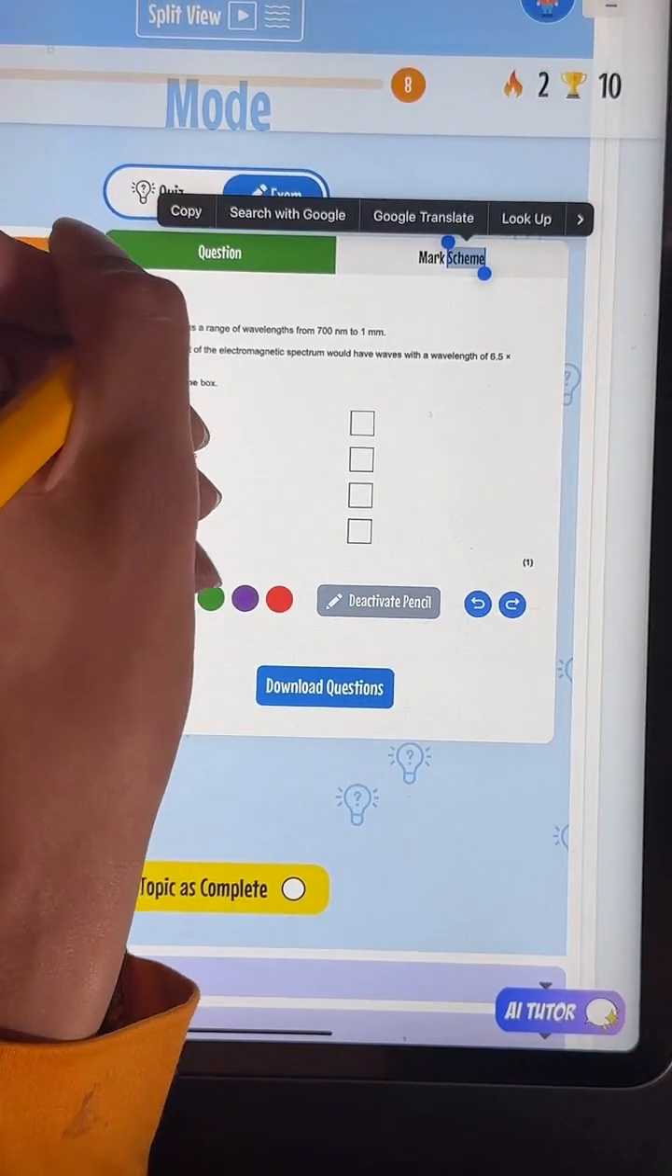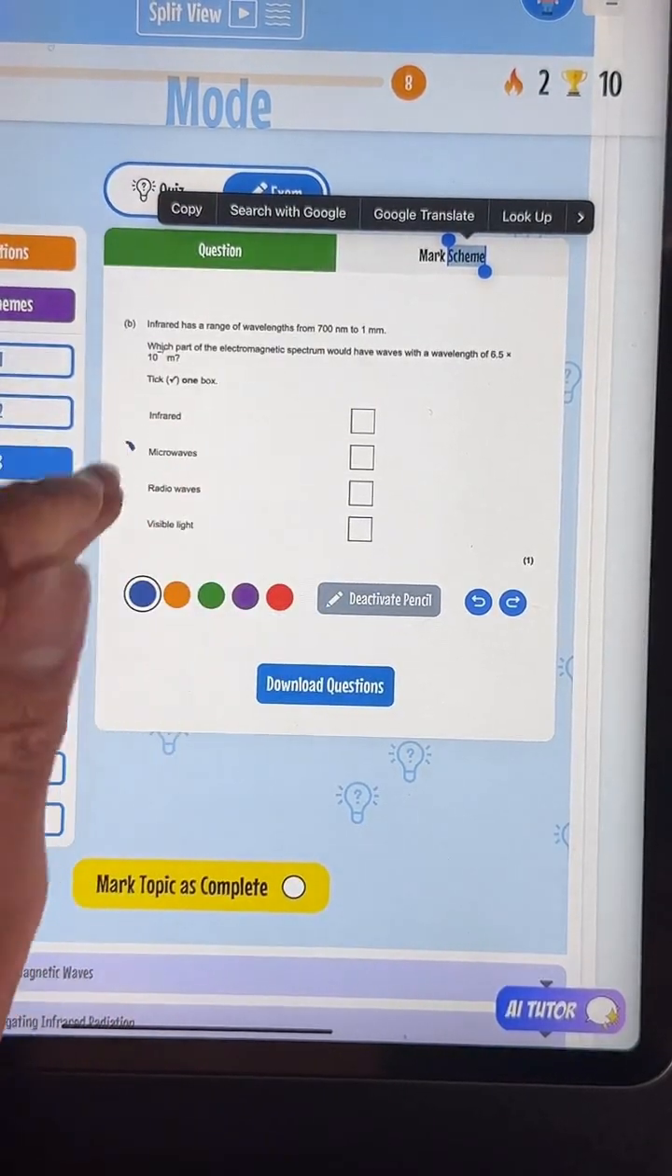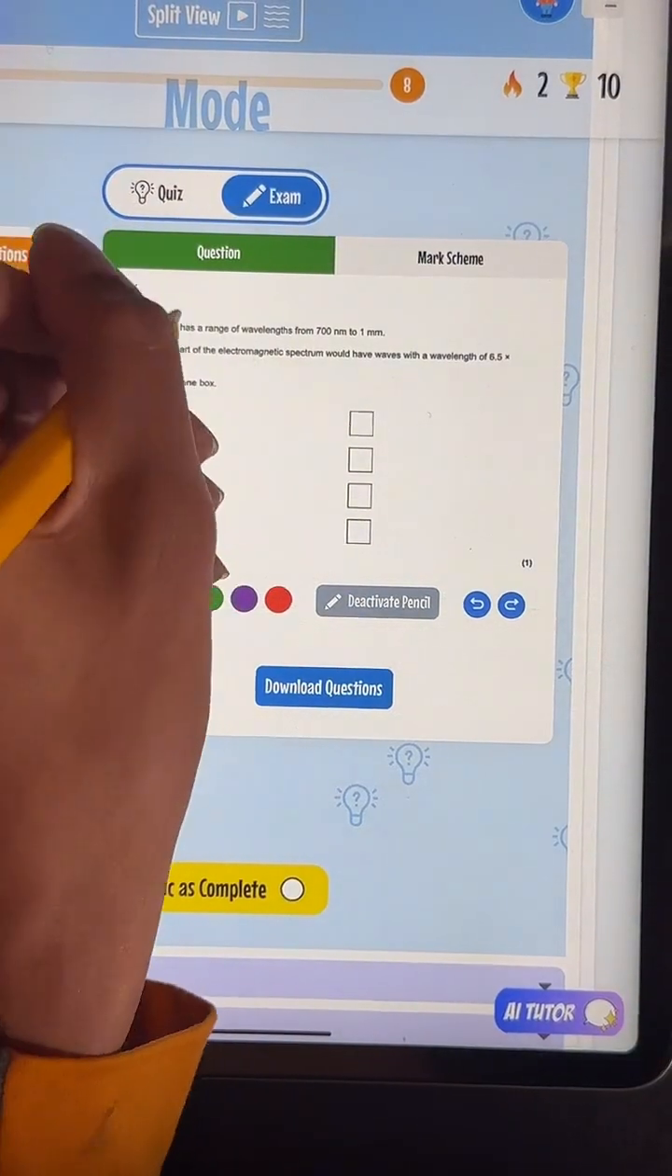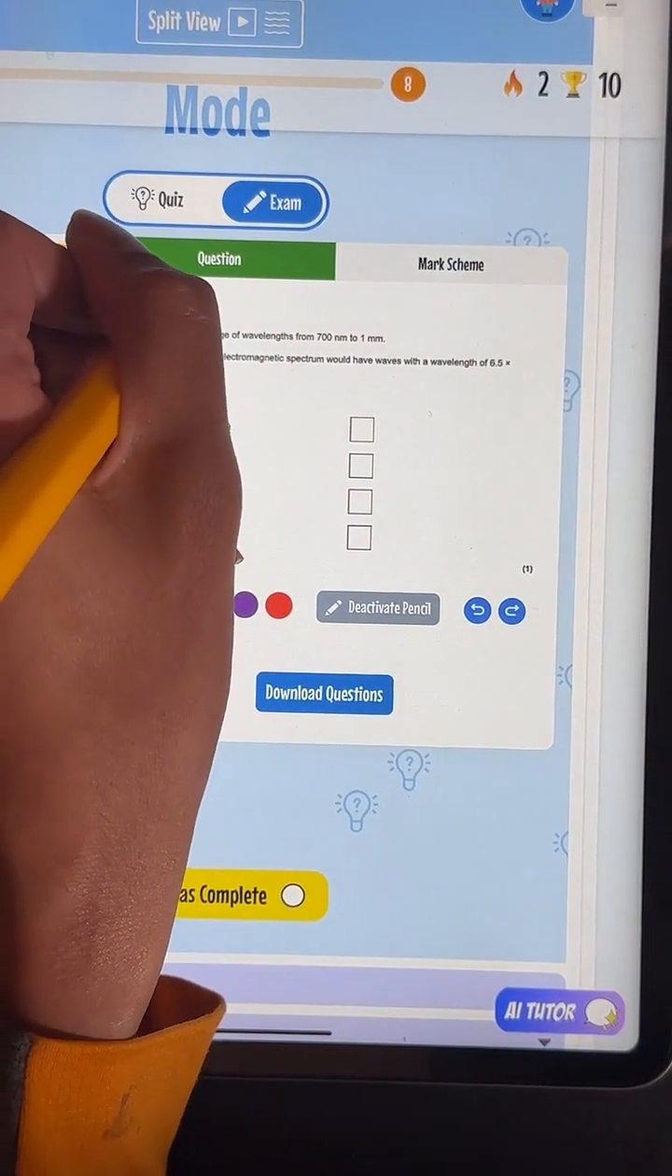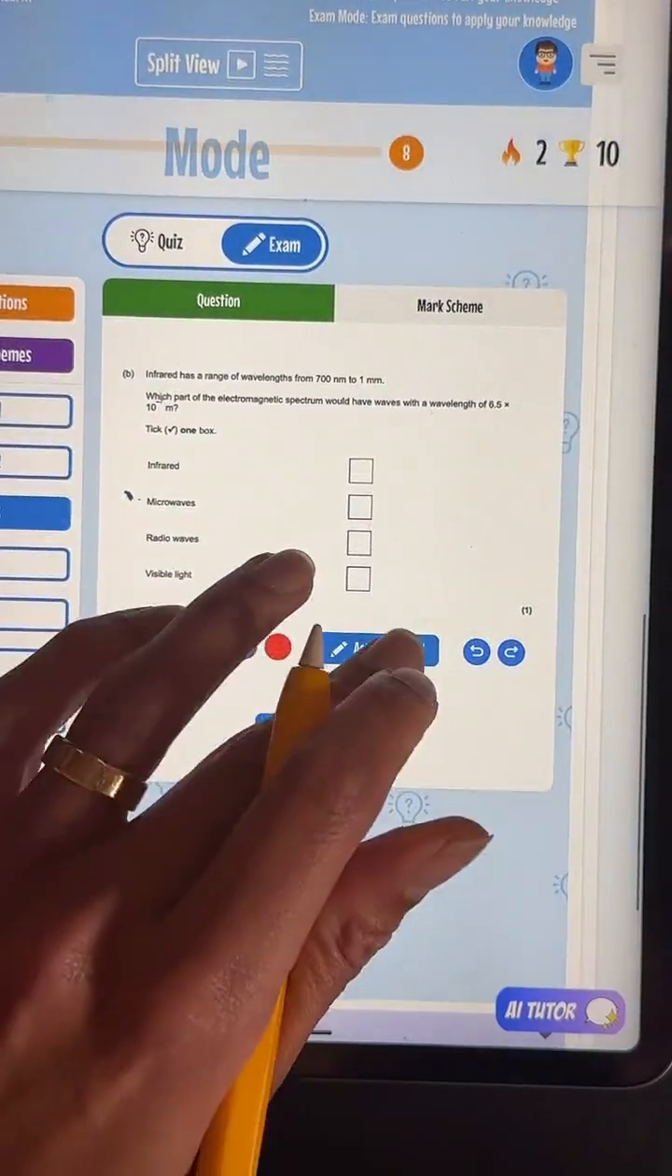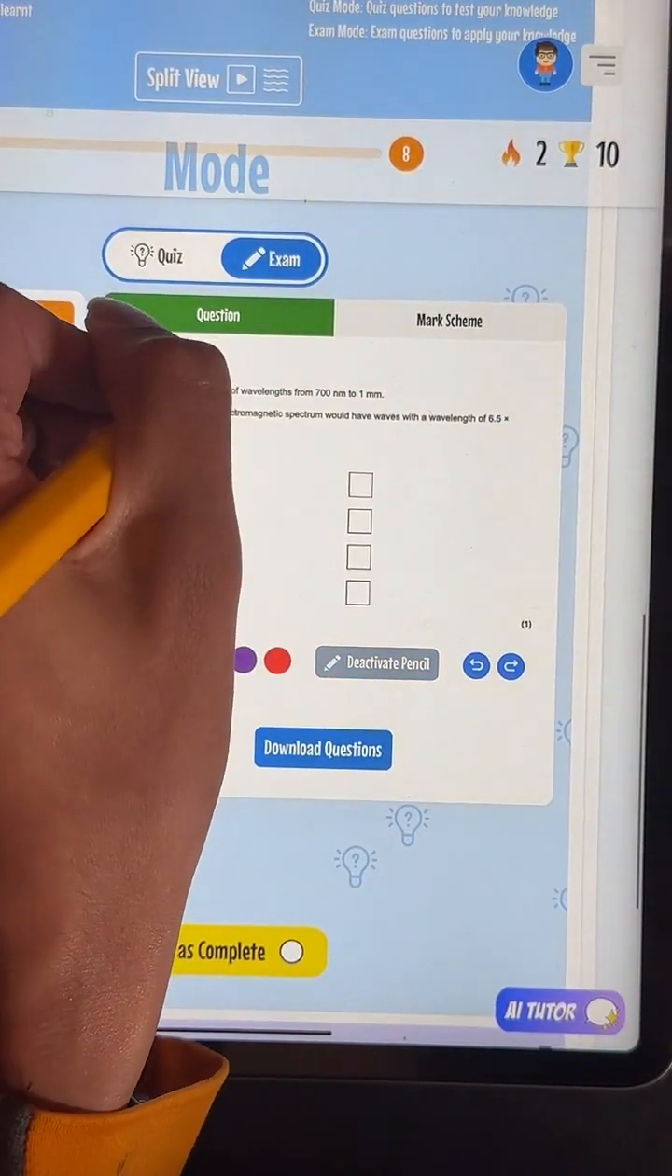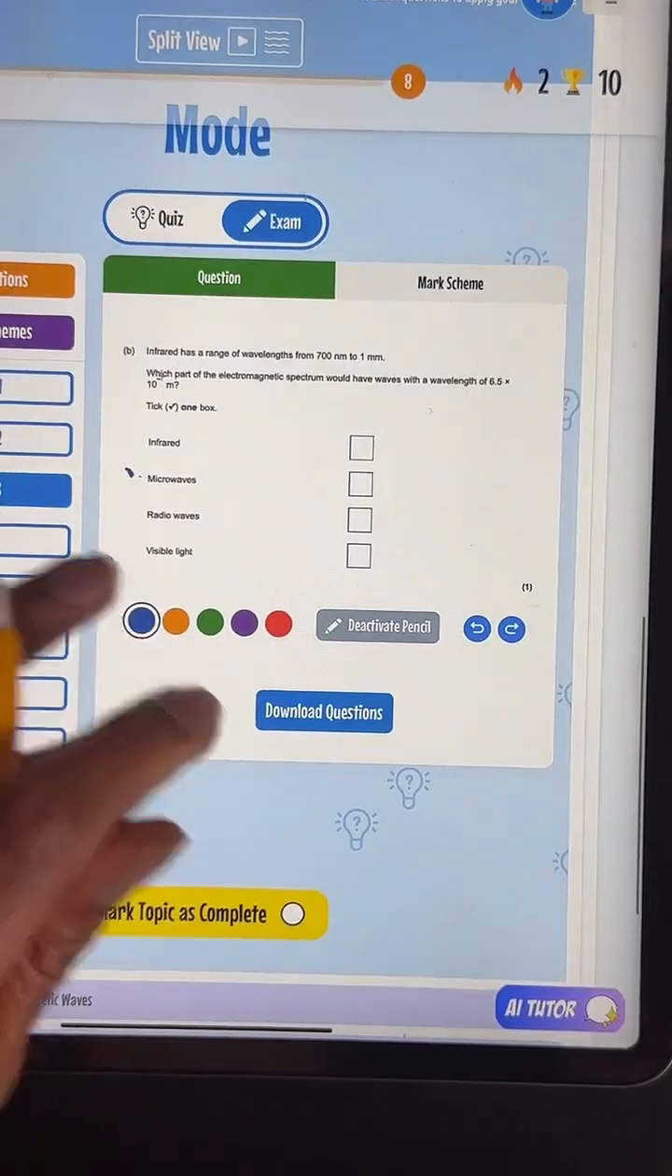So that is 7. Oh, sorry, come off that. Let me deactivate the pencil. Sorry. That's just my hand. I think my hand's on it.